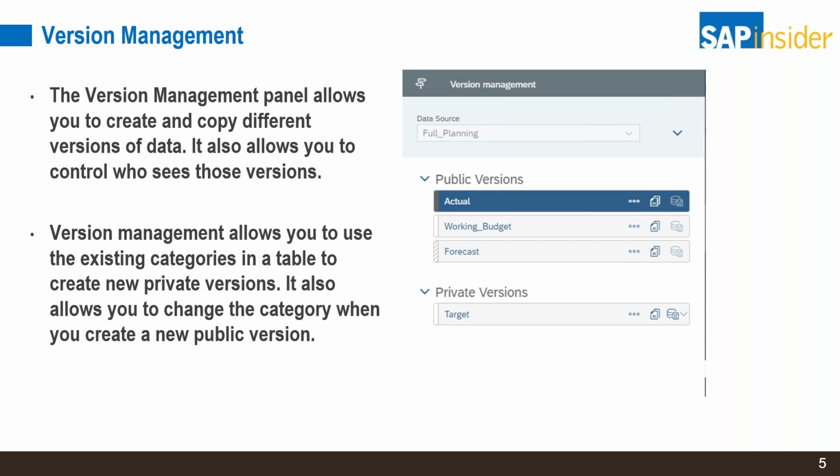Version management allows you to create and copy different versions of data. So you have both the public version of data and private versions. This makes it really nice and flexible for users who have a working budget going on and want to make a copy of it, create a private version, and do a little scenario planning on their own, and then decide whether they want to keep it. They can publish it to their working budget, or they can go into their working budget and make updates. It's almost like a sandbox environment for your users.